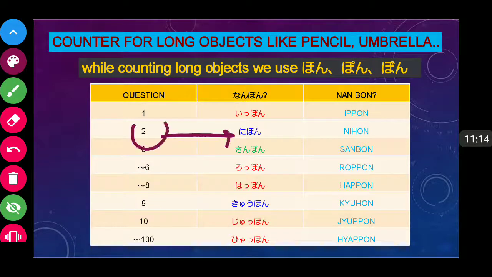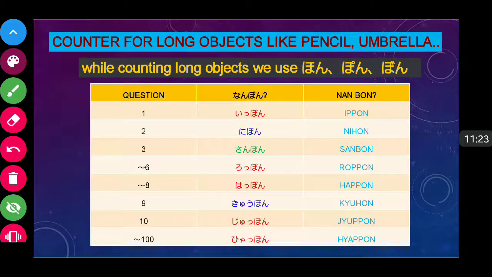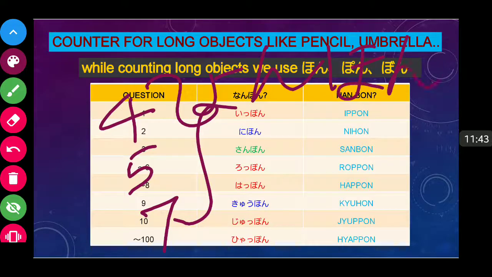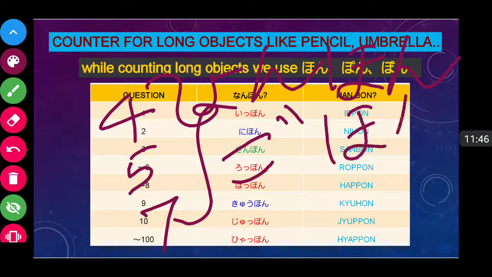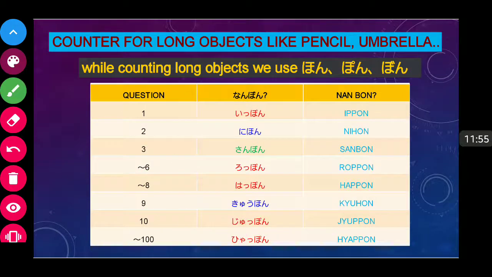Two and nine are nihon and kyuhon respectively. And three is called sanbon. Now what about four, five, and seven? We read them as yonhon, gohon, and nanahon. In this way, long objects are counted.